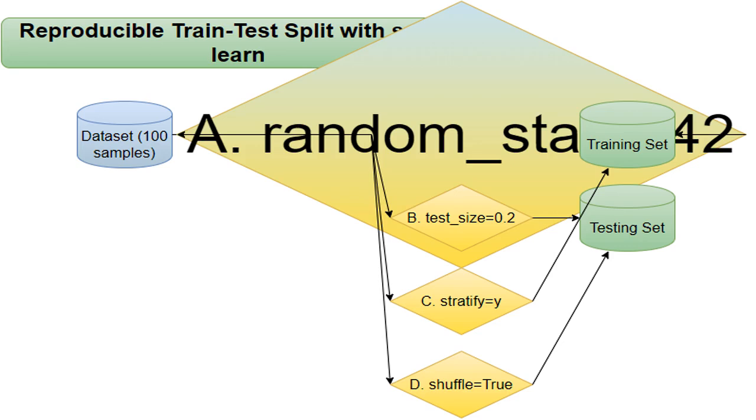I'm setting this argument to a specific number, 42. This sets the seed for the random number generator. Think of it like setting the starting point of a random number sequence. This ensures I always get the same, random, split.